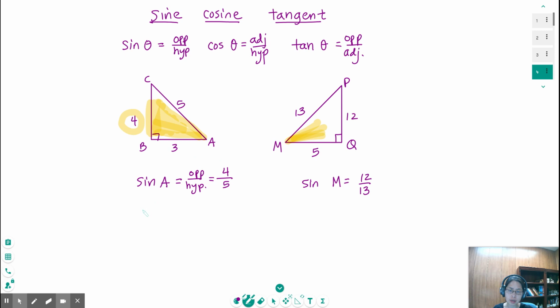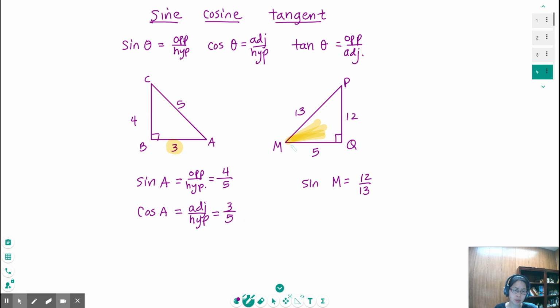All right, let's go ahead and look at cosine. This time, we are looking at adjacent. Adjacent means next to. So what is next to the angle A? It is the number 3. That is your adjacent. And your hypotenuse again is 5.